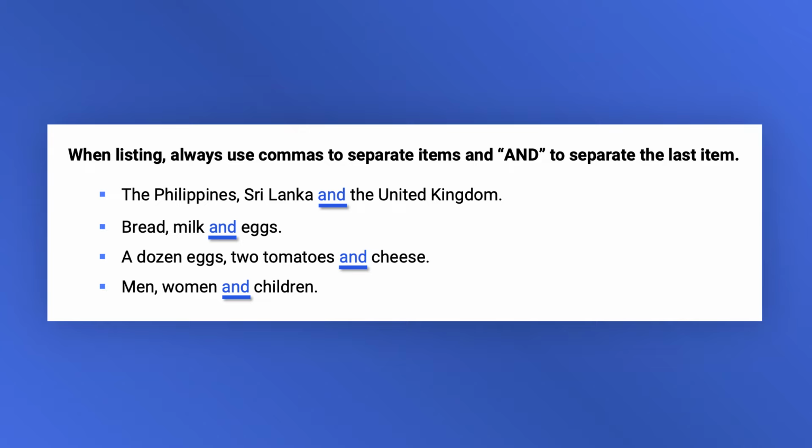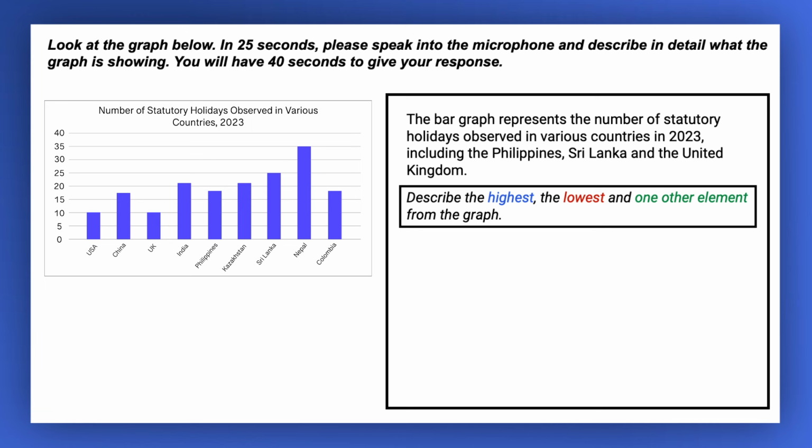Men, women, and children. The other seemingly small grammar point that trips many test candidates up is the use of articles "the" and "a." If you find articles challenging, don't worry if you make mistakes. Keep calm and keep going. In the describe image task, fluency and pronunciation are more important than small grammatical irregularities. Let's keep going. We've done the introduction.